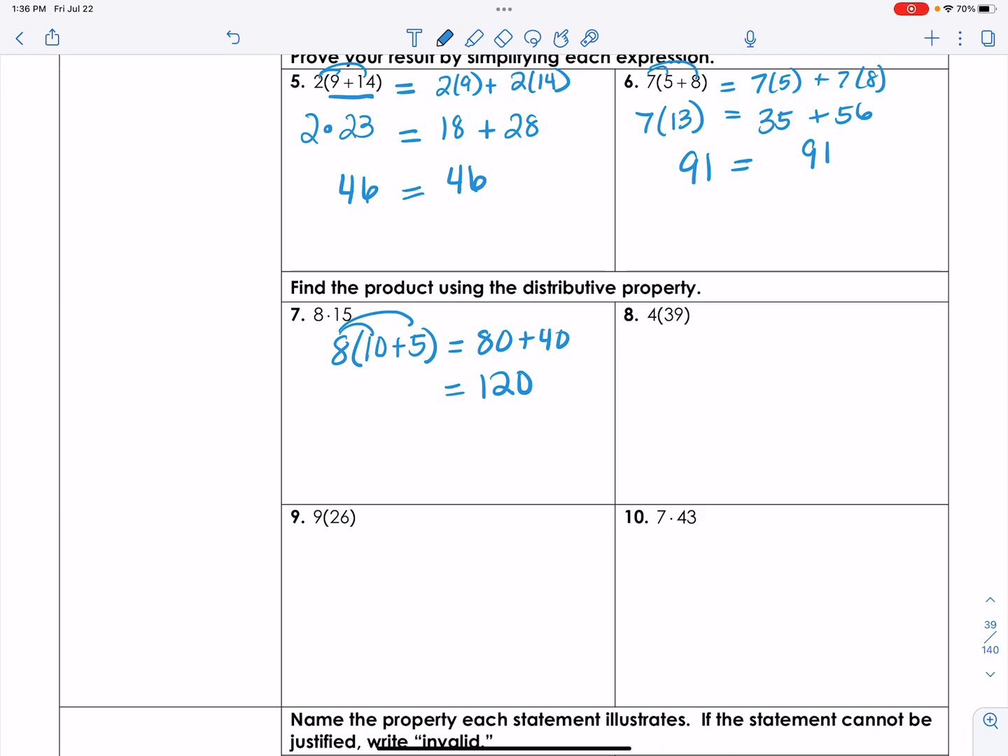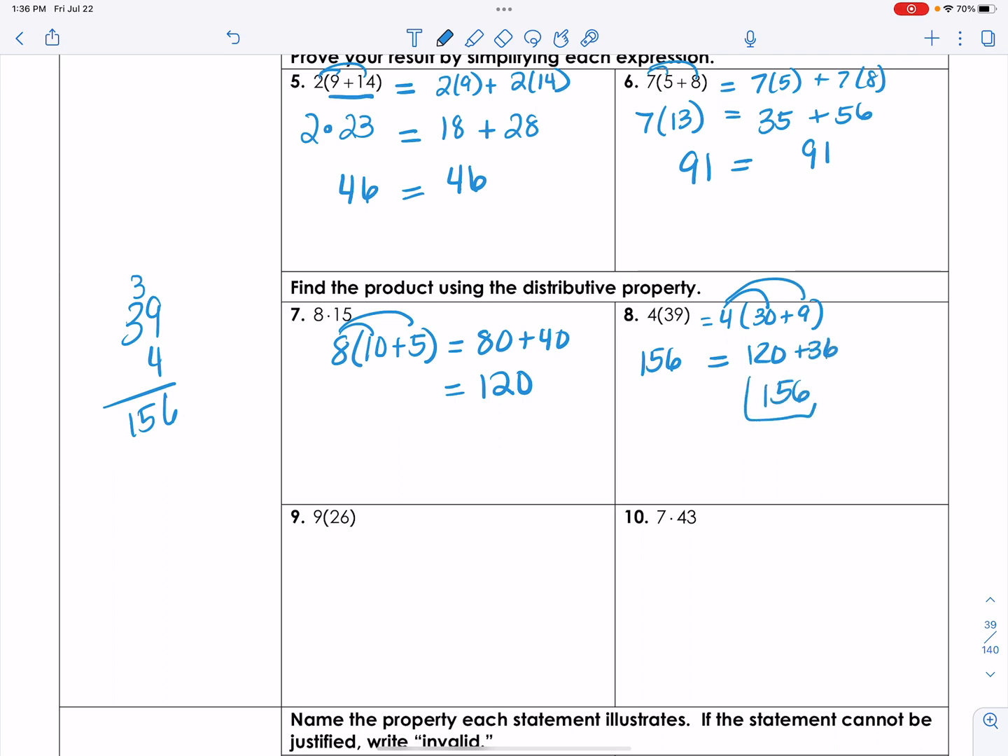Same thing on the next one. 4 times 39, I would have to write that over here and multiply. That's 36, carry the 3, 12 is 15. So it's 156, right? But I didn't want to have to write that. So could I split that up as 30 plus 9? Because I know 4 times 30 is 120 and 4 times 9 is 36. If I add that together, it's 156, and then I don't have to do the carrying.